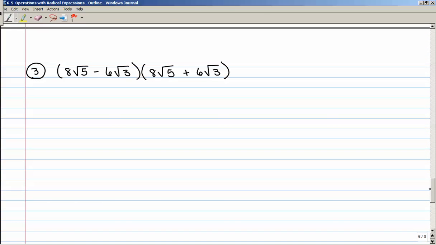Let's try another example of that. Again, we're going to FOIL. I'll do my first. So 8 times 8 is 64. And I can't do all this in my head. Square root of 5 times square root of 5 is 5. Okay, I'll grab a calculator later.